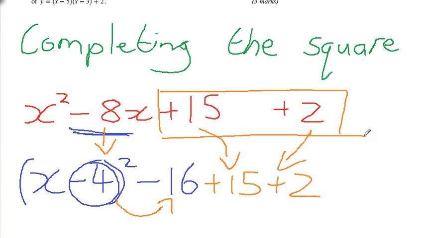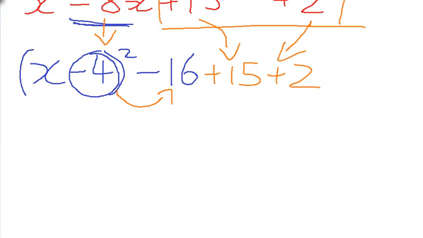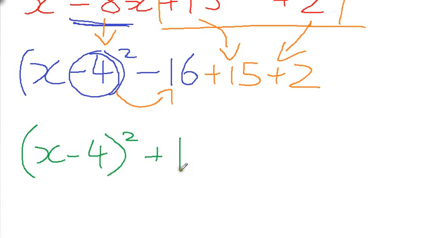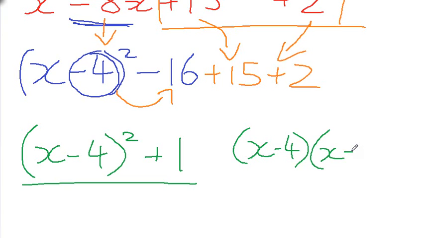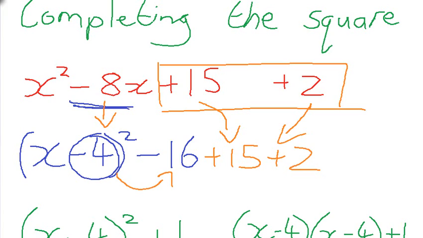You may have put those together already. Doesn't matter if you did, doesn't matter if you didn't. But we can sort it all out now. So we have x minus 4 squared, then minus 16 plus 15 plus 2 is plus 1, and that is our answer. So if you want to prove it to yourself, you can actually times this out. You can say x minus 4 times by x minus 4 plus 1 and see what you get. Chances are you're going to get what you started with at the beginning. So let's move it on to the next one.